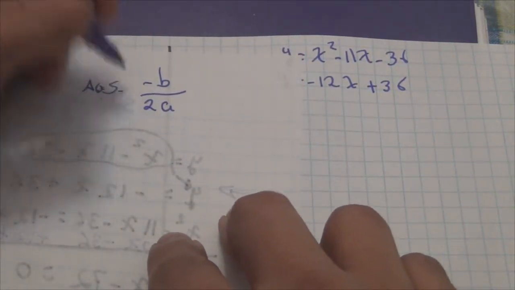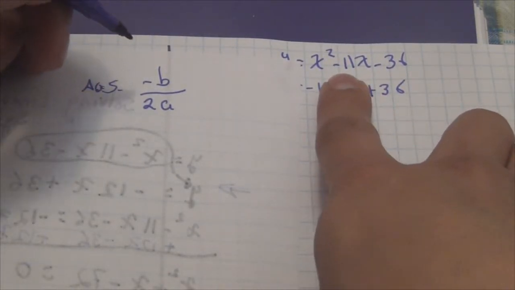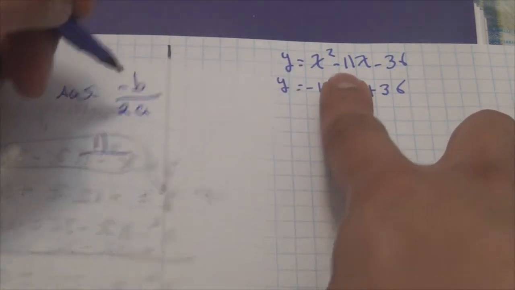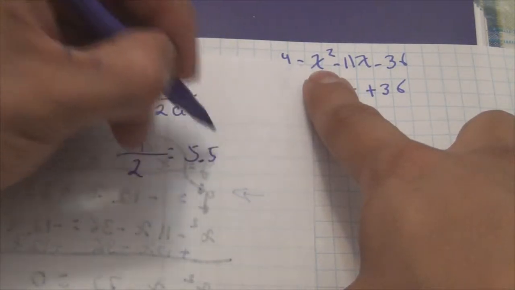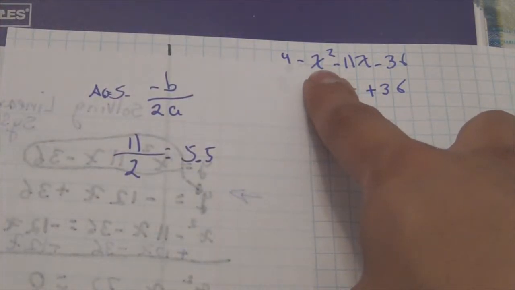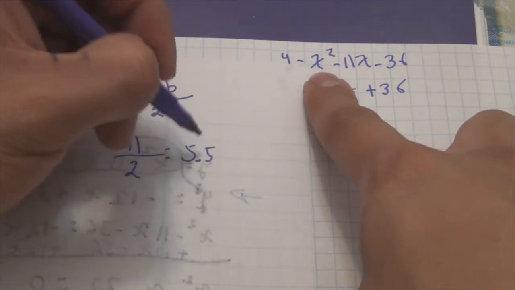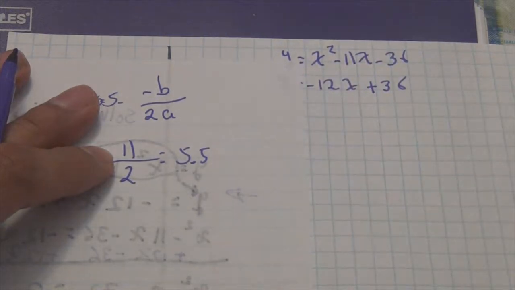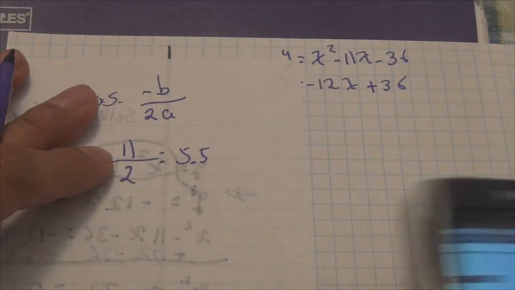So the axis of symmetry, negative b, so that will be the negative of negative 11, so that will be positive 11. So 11 divided by 2 times a. In this case, a is 1, so 2 times 1 is 2. So at 5.5, the parabola is going to be chopped in half. Now to find the y, all I have to do is substitute this 5.5 in here.